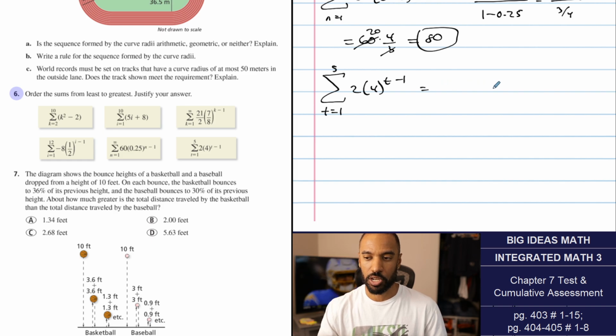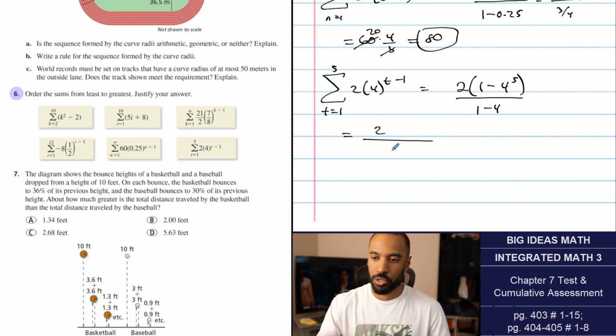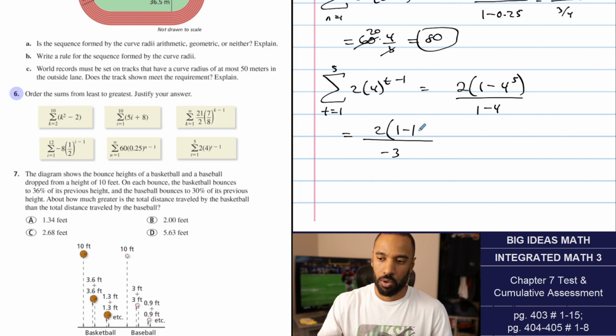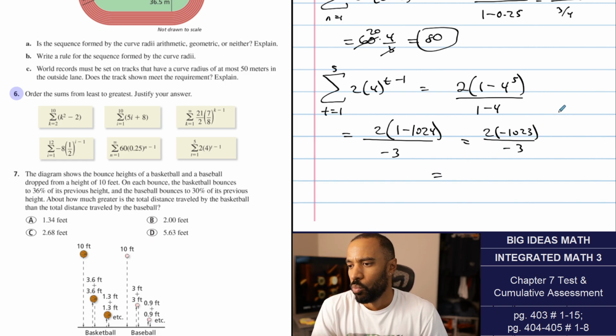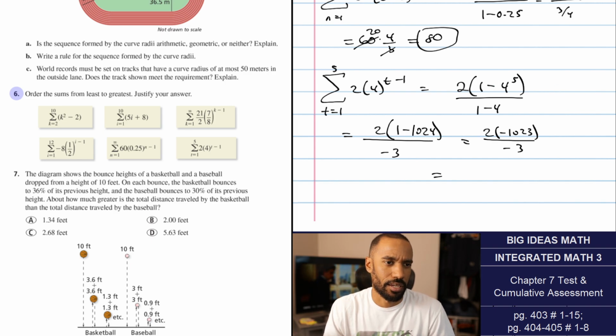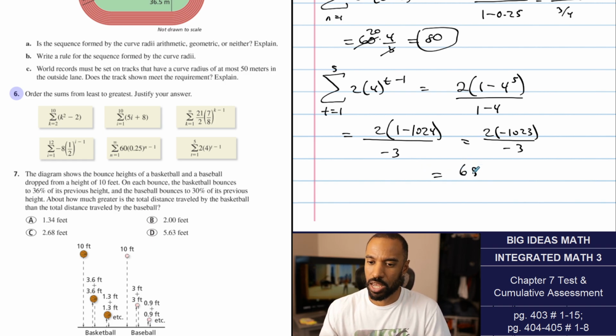So once again, geometric series. First term is 2. Common ratio is 4. Raising to the 5th power, so that's big, over 1 minus 4. So this is 2 over negative 3, and then times 1 minus 1,024, which is 2 times negative 1023 over negative 3, which becomes a positive number. 1023 over 3, I don't know, 341, and times 2 is 682. So 682 is that sum.